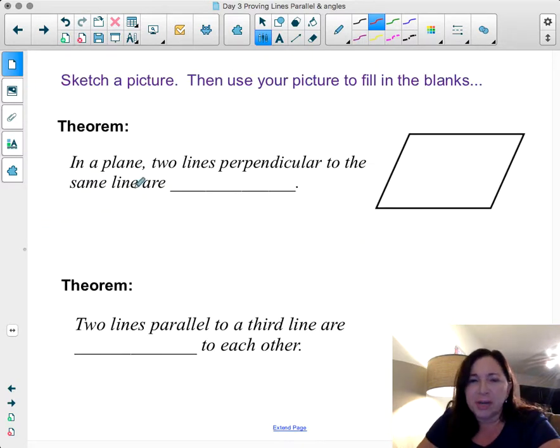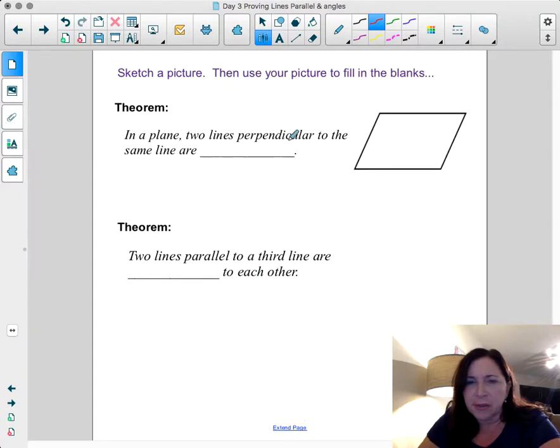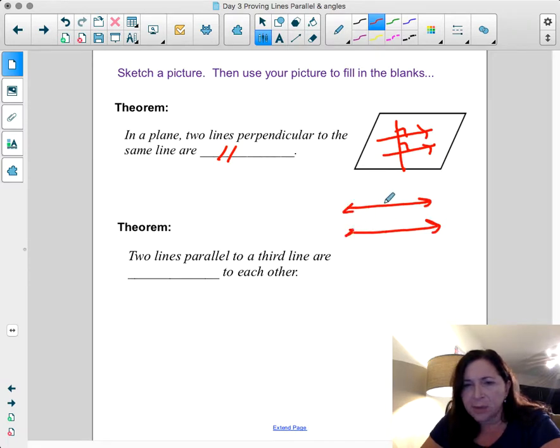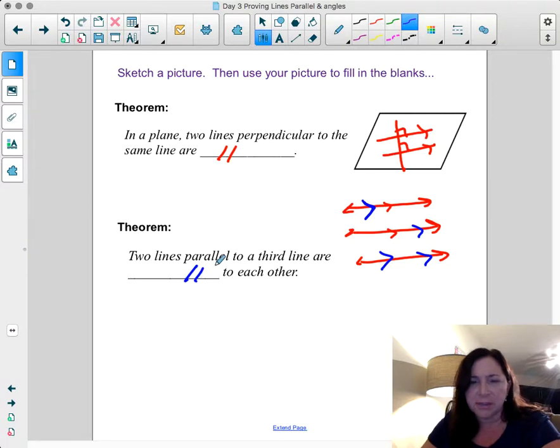And sketching a picture in a plane, two lines perpendicular to the same line. So basically, you have two lines perpendicular to the same line. It looks like this. That would be perpendicular to that. That would make these two lines parallel. Same with two lines parallel to a third line. You have two lines, these are parallel to each other. You have a third line, and you have this line parallel to this line. That makes this line on top parallel to this line on the bottom. So they are parallel to each other. So that's another theorem.